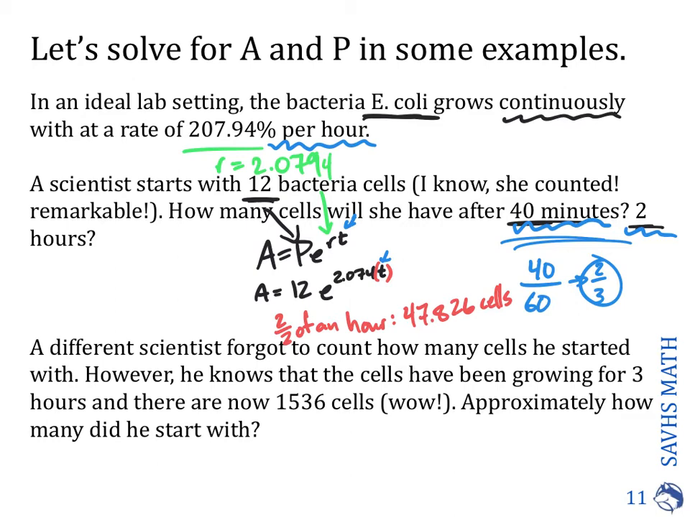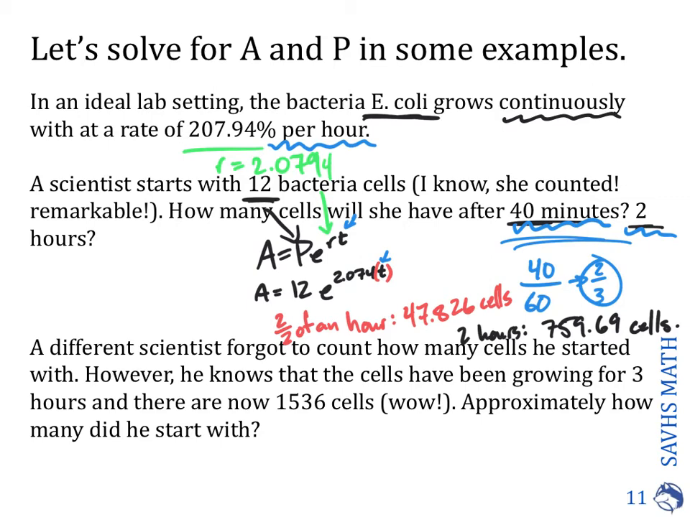Okay, in 2 hours, you change the 2/3 to just 2. And then you say, okay, well, in 2 hours, you'll have 759.69 cells.